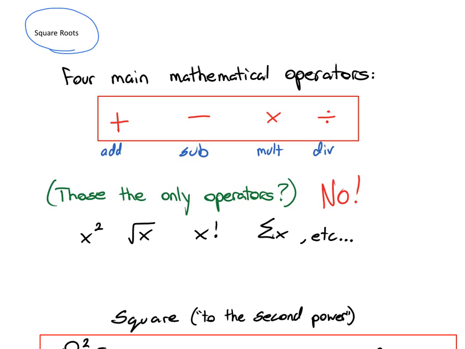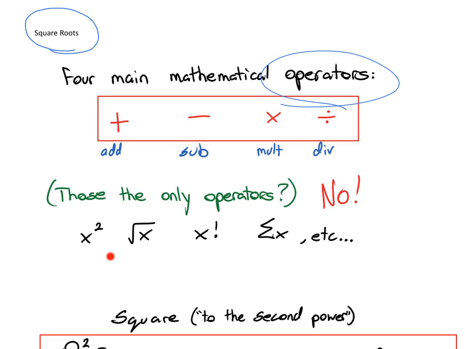Okay, so let's begin. As you know, there are four main mathematical operators. Remember, an operator is anything that causes a change in a number, just like a normal operation causes a change in the human body. Well, a mathematical operator causes a change to a group of numbers. So there's addition, subtraction, multiplication, and division. This you've known for many, many years. But are these the only operators? Of course not. There are so many.